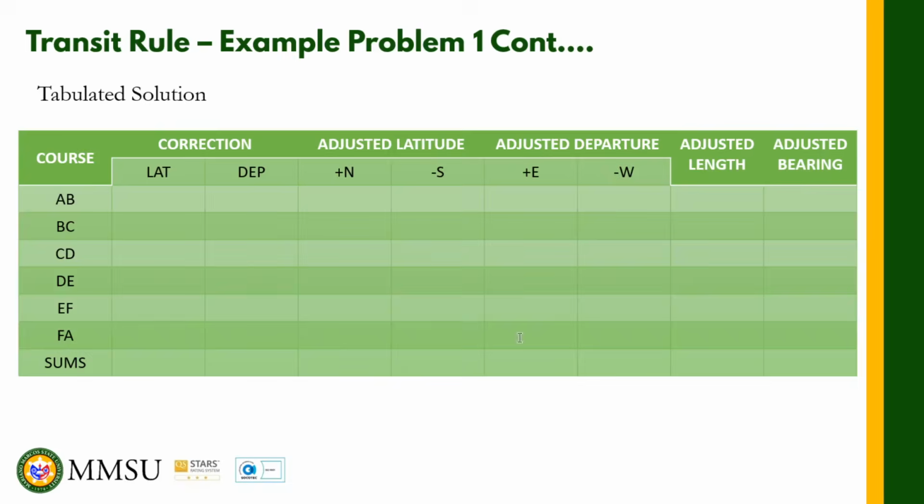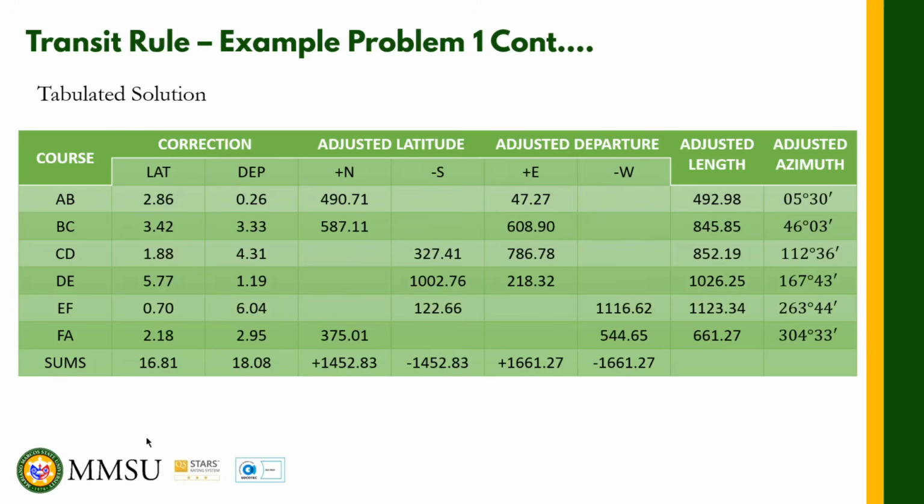Now, ang susunod, i-fill up na natin itong table na to kasi kompleto na tayo ng data. Meron tayong correction for each course, the adjusted latitude, the adjusted departure, and then the adjusted length and adjusted azimuth. Okay, let us try to fill it up and then tanan, it's already been filled up. So, nandyan na. Lahat na ng sagot natin kanina na fill up na dito sa table. Okay? So, understand the table.